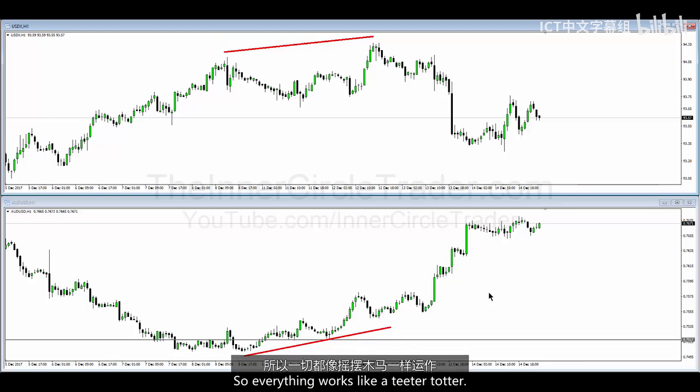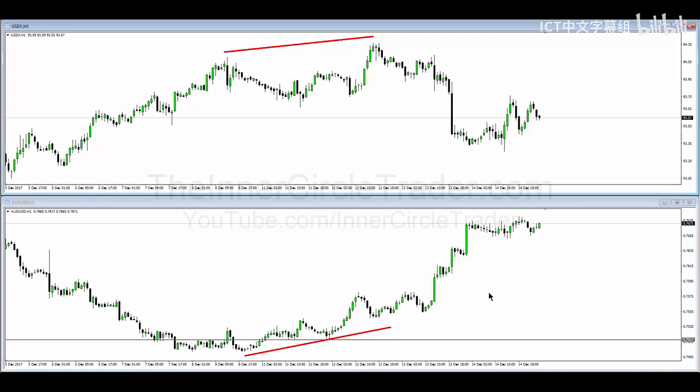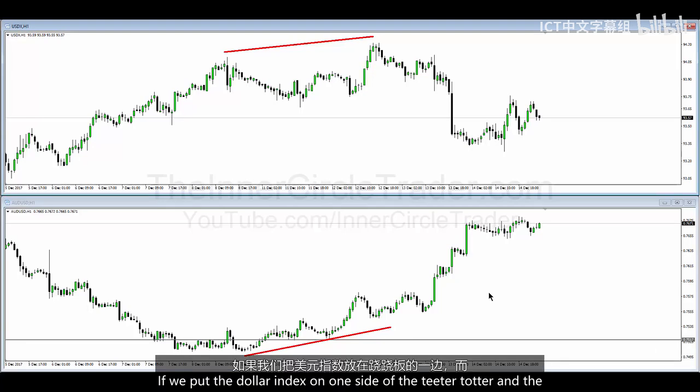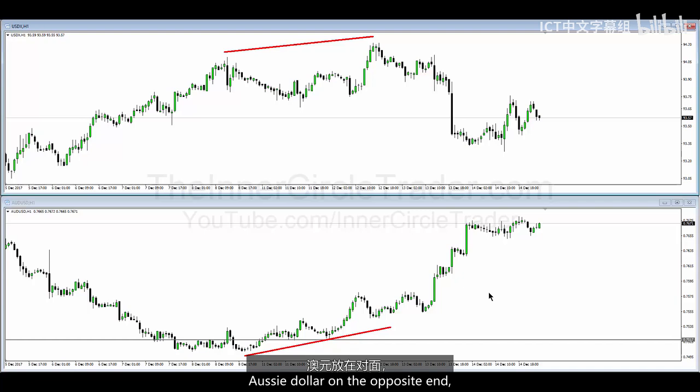So everything works like a teeter-totter. If one side goes down, the other side goes up. If one side goes up, the other side goes down. If we put the dollar index on one side of the teeter-totter and the Aussie dollar on the opposite end, what's being suggested here is there's more buying in the Aussie than there is buying on the dollar index.